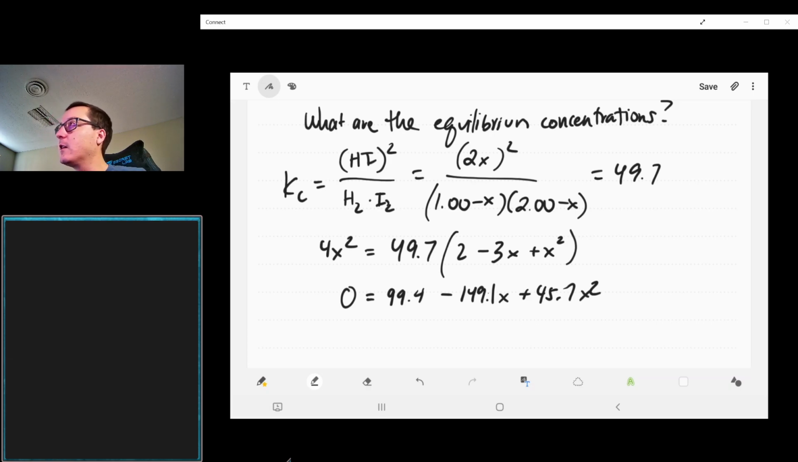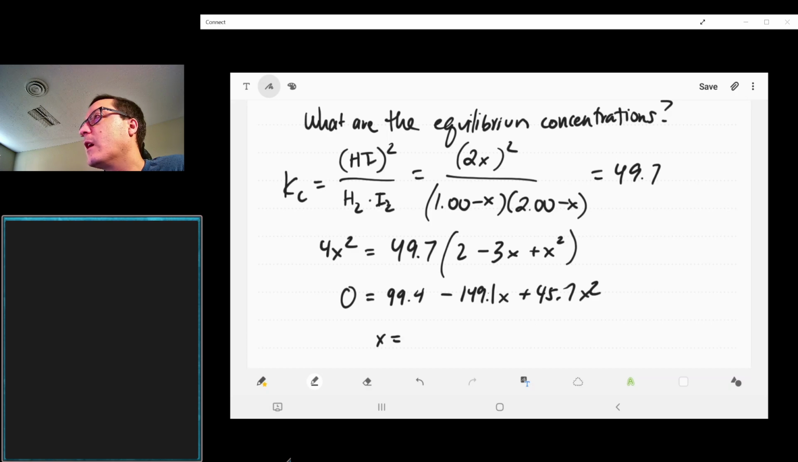Solve for x calculator. Alrighty, so let's see, we have 45.7x squared minus 149.1x plus 99.4 equals 0. Let's see what we get here. Hopefully some nice numbers for us. I hate when it does this. Why wouldn't it actually give me a number? It's giving me these horrible fractions to deal with.